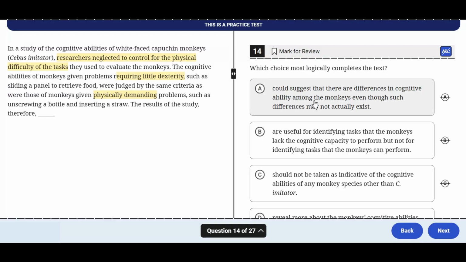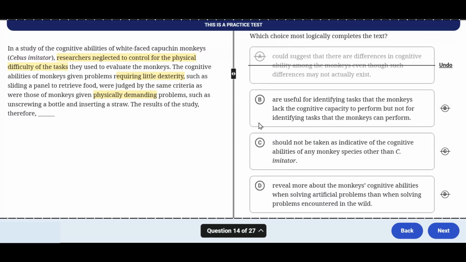A could suggest that there are differences in cognitive abilities among monkeys, even though such differences may not exist. That's kind of what I just said. Because you could have one that's unable to complete the physically demanding problem and one that's able to complete the not as demanding problem. Even if the monkeys really are just as intelligent as one another, it's a lot harder to do the physically demanding problem, and it'll make it look like there is a difference between their abilities, even if there's not actually. So let's go ahead and keep reading. Whoops, I said that one is the right answer.